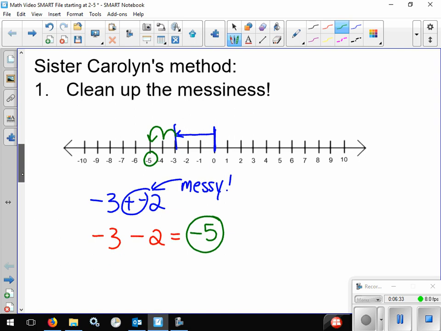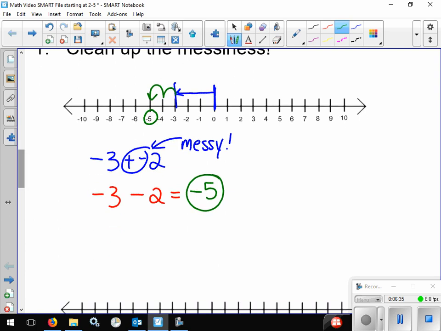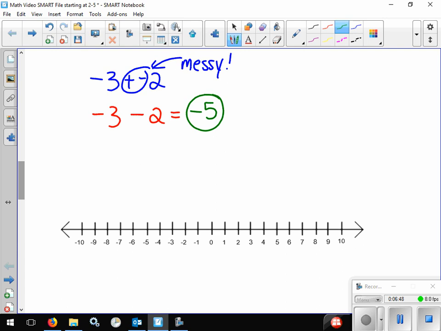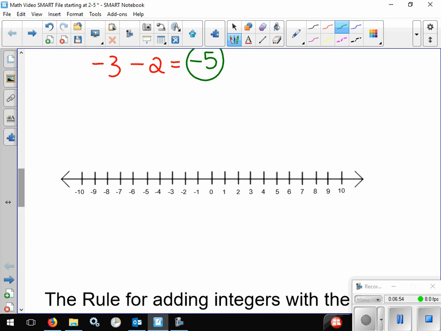Okay, so you'll see me say clean up the messiness. If the rules work for you, then use the rules. They're not wrong. I just find that, especially when we get into chapter 3, cleaning up the messiness makes solving equations a lot easier. So you'll see me use that method, but again, whichever method works for you is fine. Now let's try another example just to make sure we're on the same page.